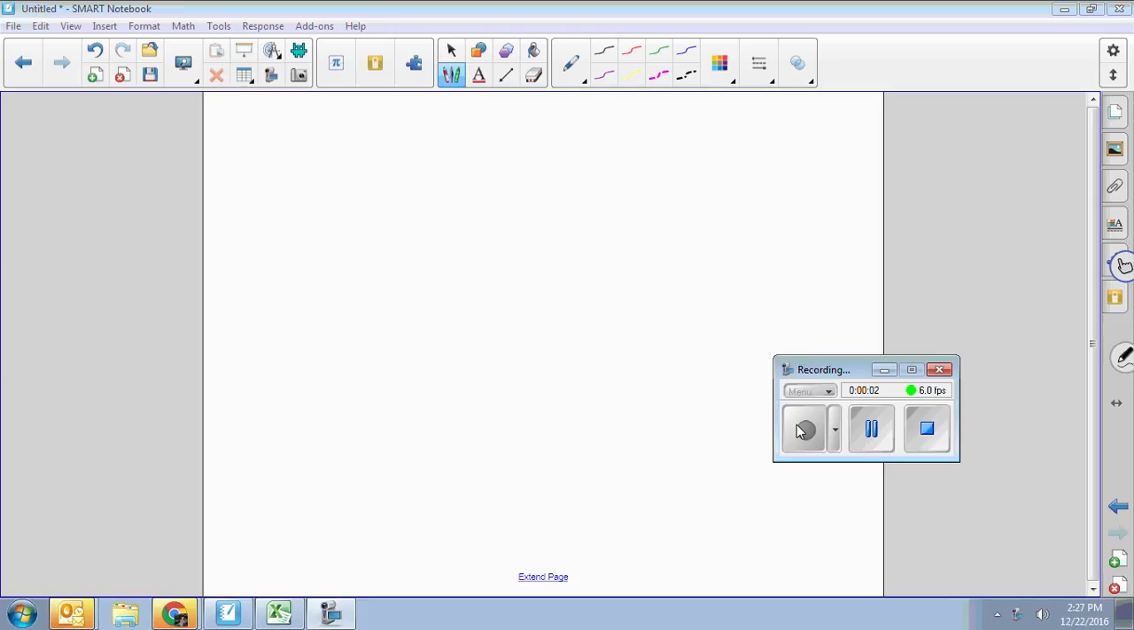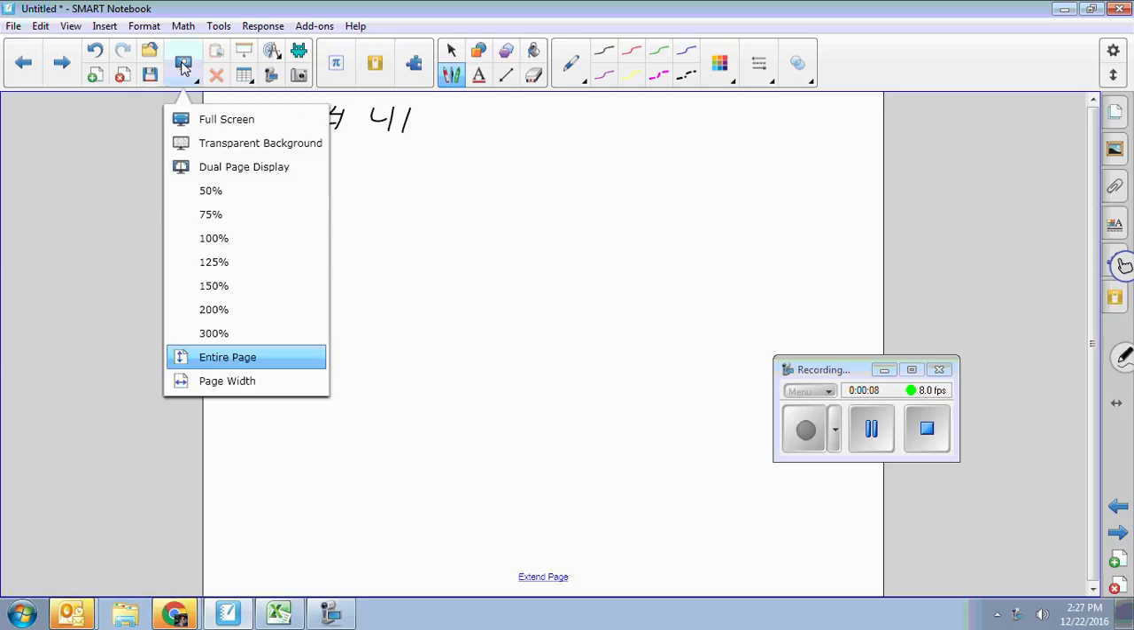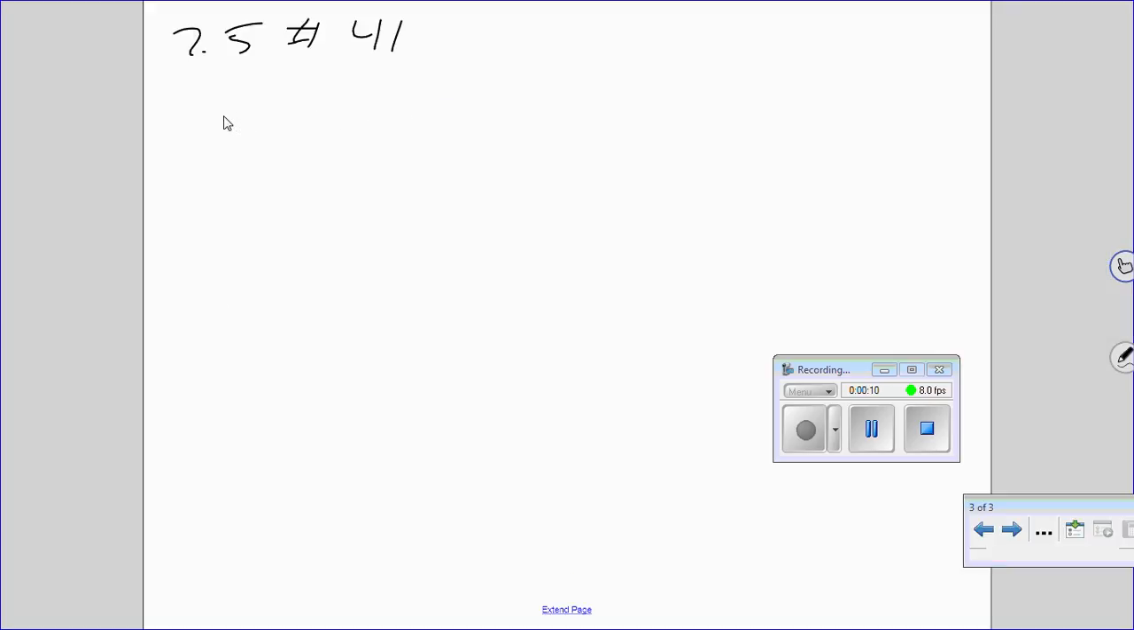Okay, so here we go. Section 7.5, number 41. So it says a single force acts on a 3 kilogram particle. So our mass is 3 kilograms.